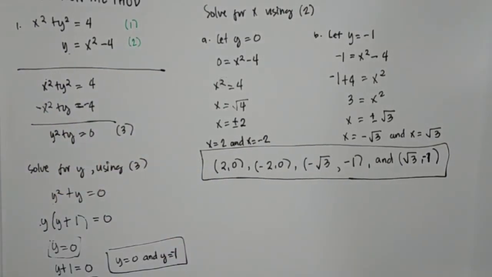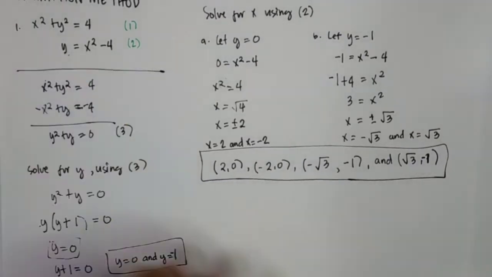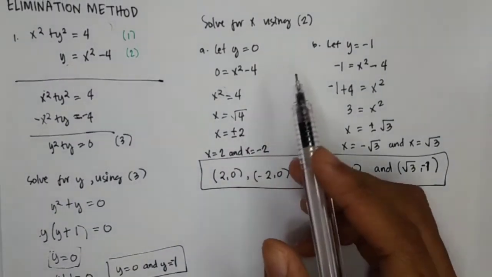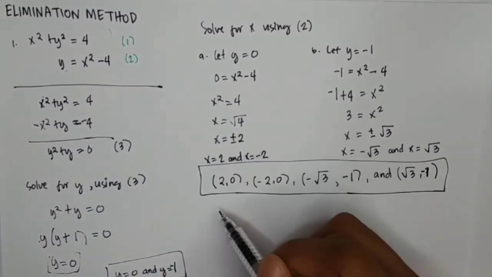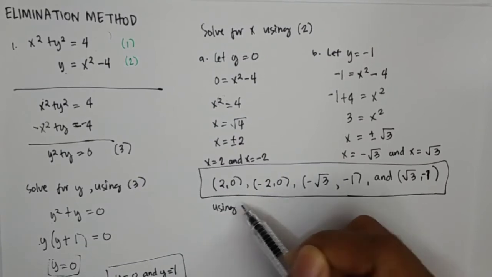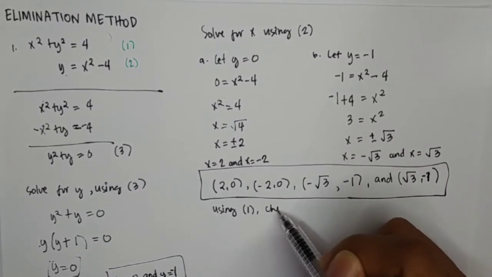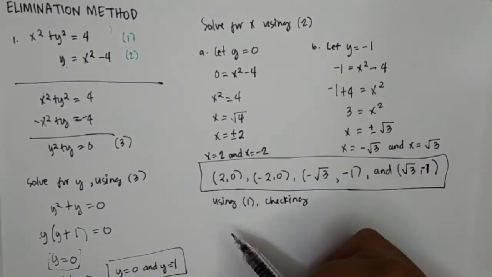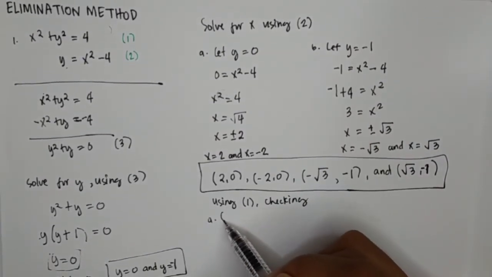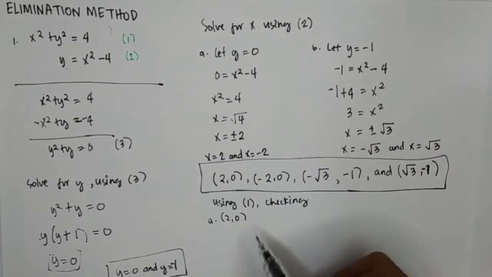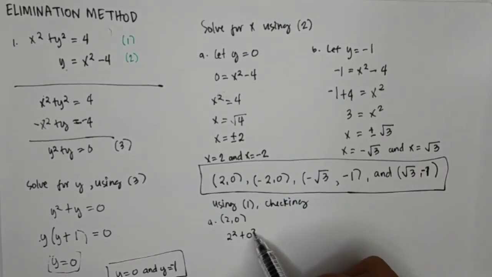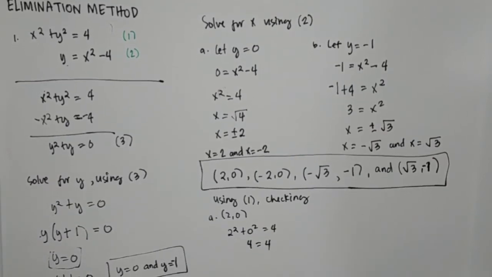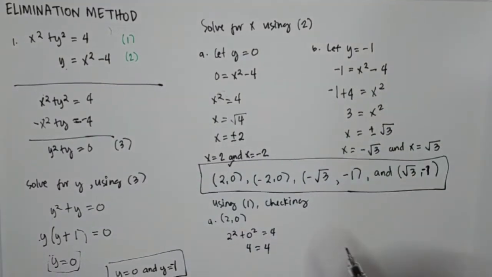So, again, pili lang tayo ng isa. Okay, try natin naman gamitin yung first equation. So, checking tayo ha, using equation number 1. So, isubstitute lang natin yung value ng x and y. So, first, we have 2, 0. So, we have here 2 squared plus 0 squared, that is equals to 4. So, we have 2 squared is 4, so 4 is equals to 4. Therefore, okay, check ito. Pasado siya.